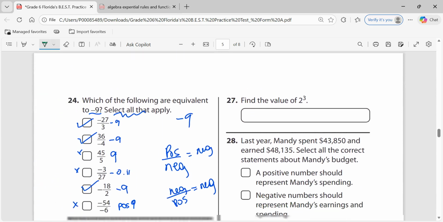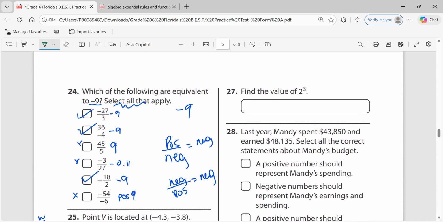Let's look at number 27. This is an exponent. So remember that means 2 times 2 times 2. And 2 times 2 times 2 is 8. The exponent tells me how many times to multiply the base.